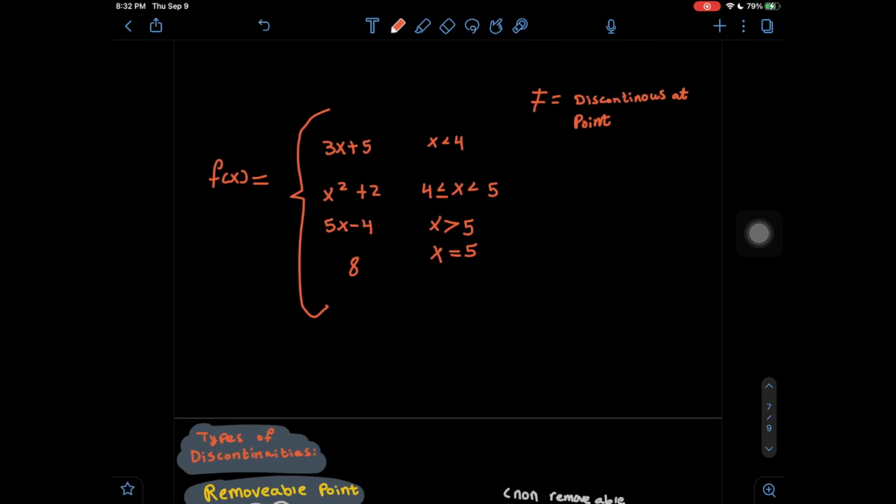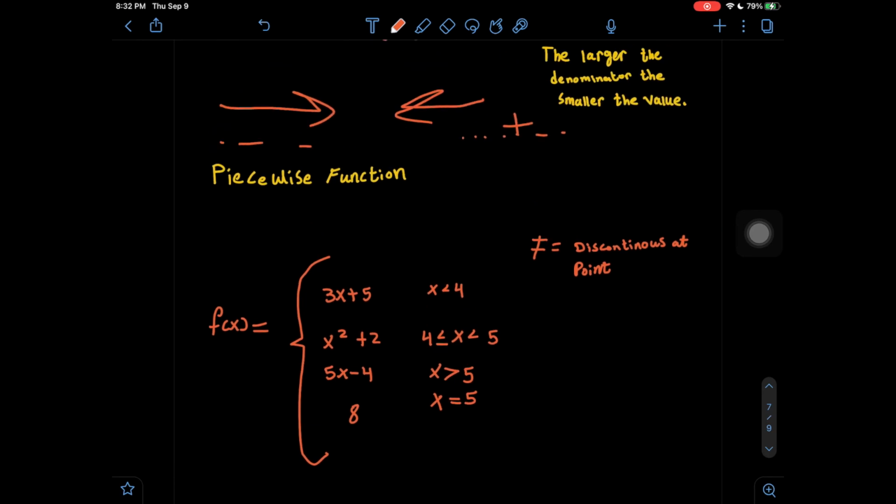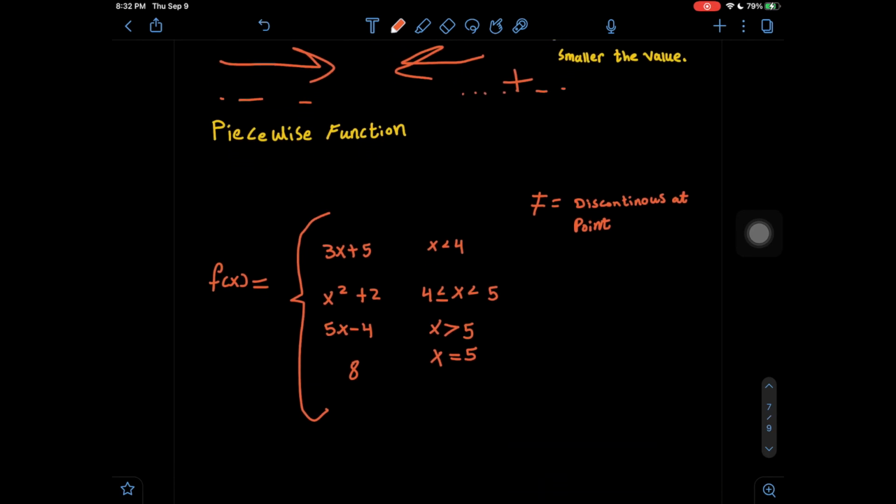Let's go ahead and look at our piecewise functions. Well, our piecewise function, we have f of x equals 3x plus 5 when x is less than 4, x squared plus 2 when 4 is less than or equal to x, which is less than 5, 5x minus 4 when x is greater than 5, and 8 when x is equal to 5. So for items like this, what we really want to do is try to prove where a function is continuous and where it's discontinuous.